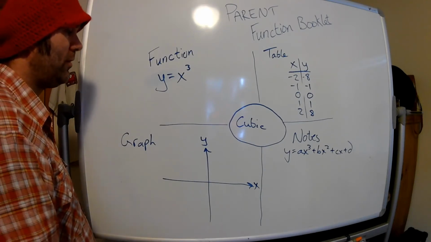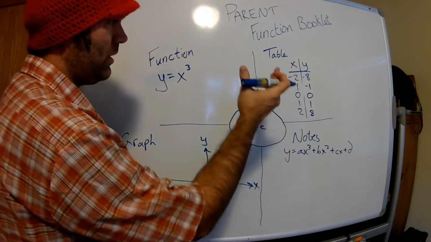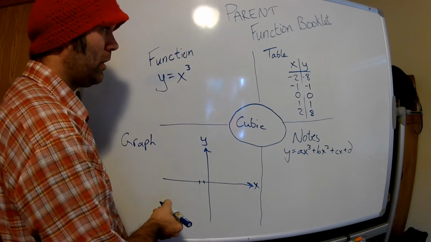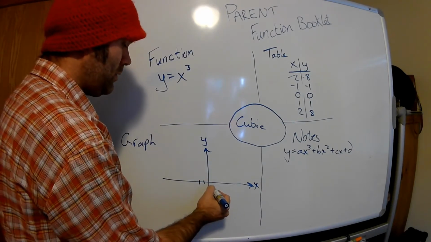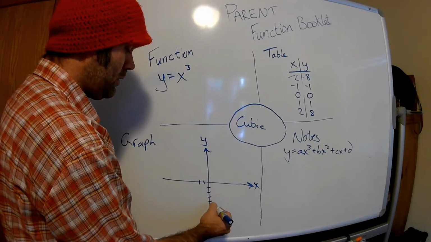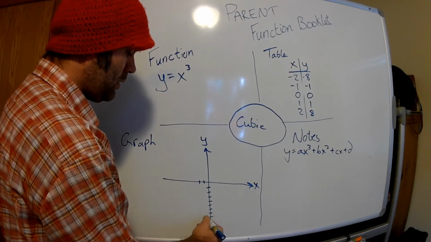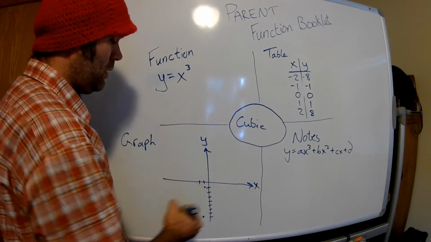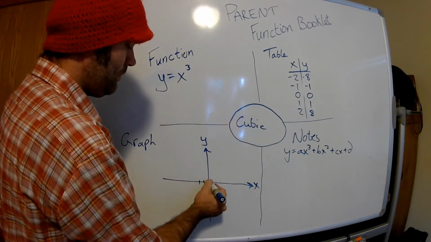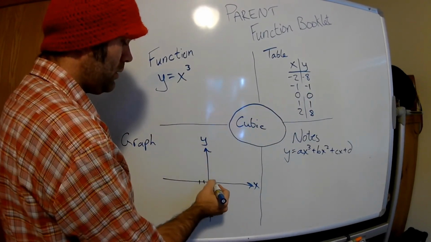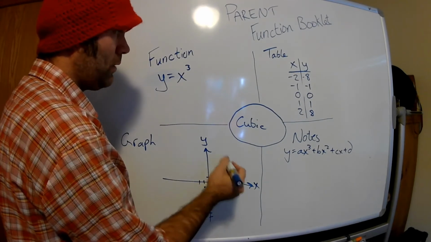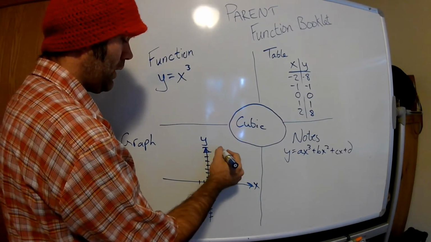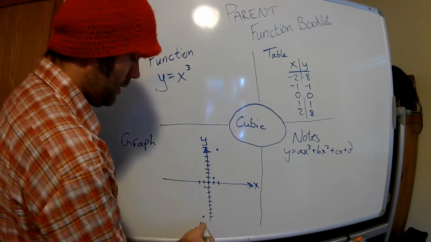Alright, so we want to graph these. It's getting more challenging to actually plot these on the graph, but that's okay, we'll get it. So go left 2, down 8. Then we've got left 1, down 1. And we've got 0, 0. Then we've got right 1, up 1. And then we've got right 2, up 8. It's a little bit up there, but that's okay.